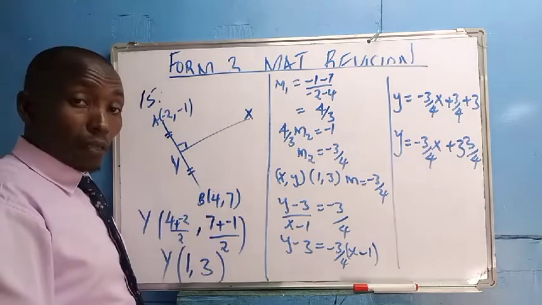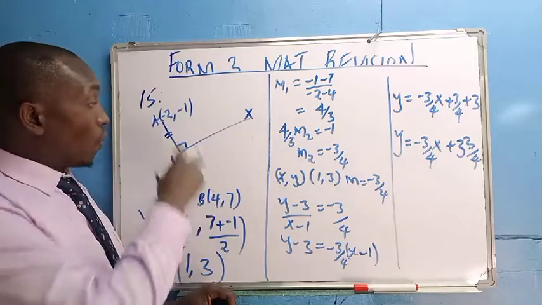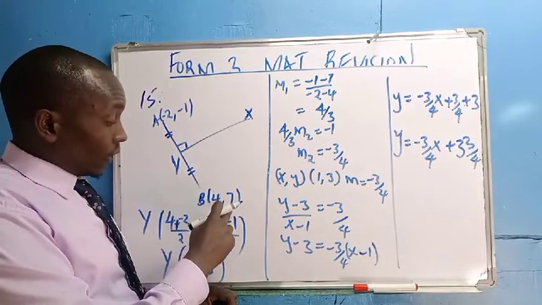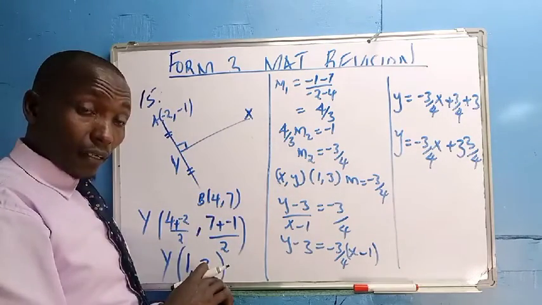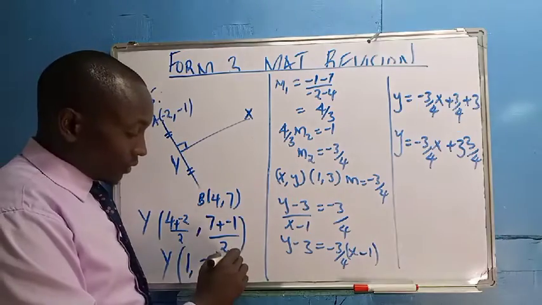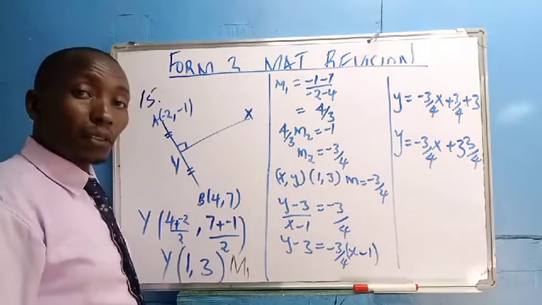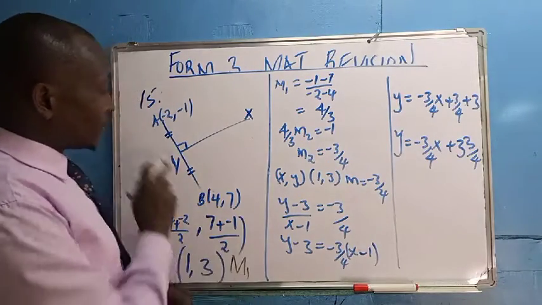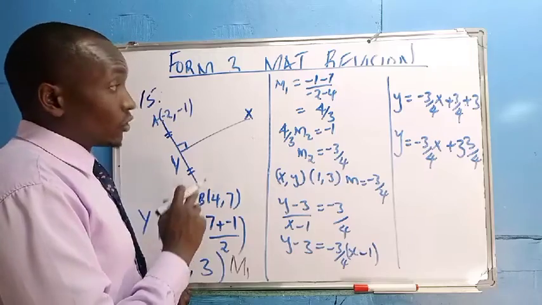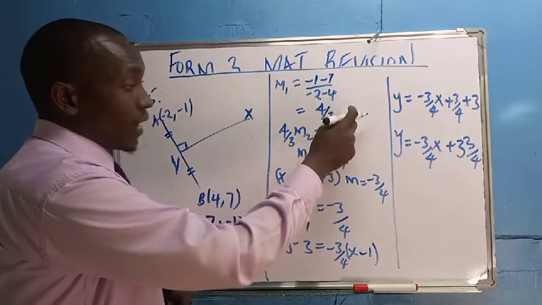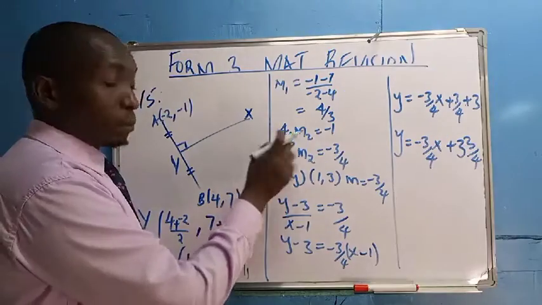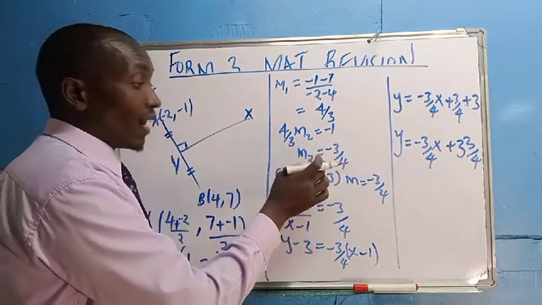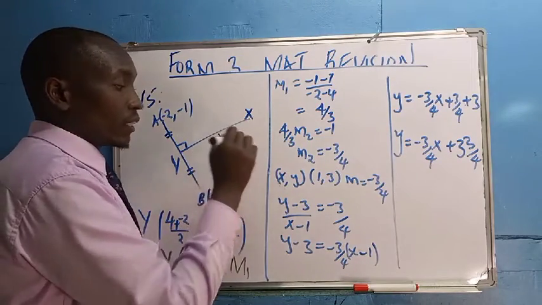So first of all, let's find the midpoint. The X coordinate: 4 plus minus 2, divided by 2. The Y coordinate: 7 plus minus 1, divided by 2. And by doing that, I get the midpoint, (1, 3). You can follow what I've done there. Now, I can go ahead to work out the gradient of this AB, the change in Y over change in X. And that is what I've done. Using the concept that the product of the gradients of two perpendicular lines equals -1, I work out the gradient of this line. That is what I'm calling M2.